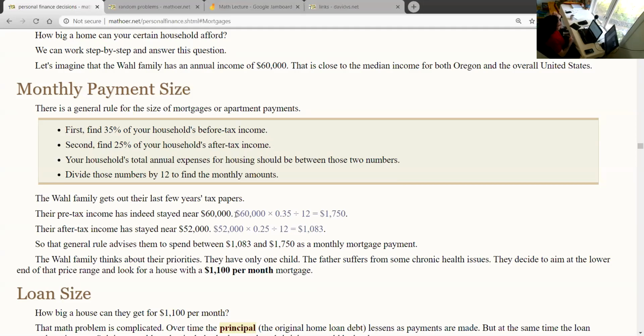So there is a general rule for how big your mortgage could be, or apartment payments if you're doing that. You look at two different things. First, you find 35% of your before tax income. Then you, second, find 25% of your after tax income. And your total expenses for housing should be between those two numbers. That's your annual per year amount. So your last step for a monthly payment, because most of us think of housing costs as something we do monthly, is divide by 12.